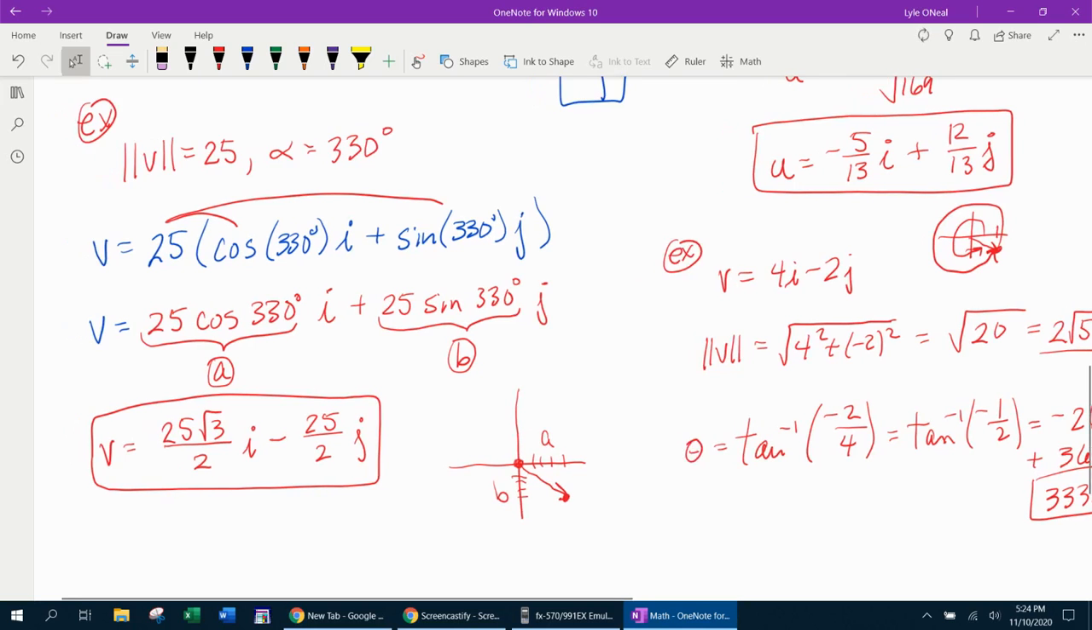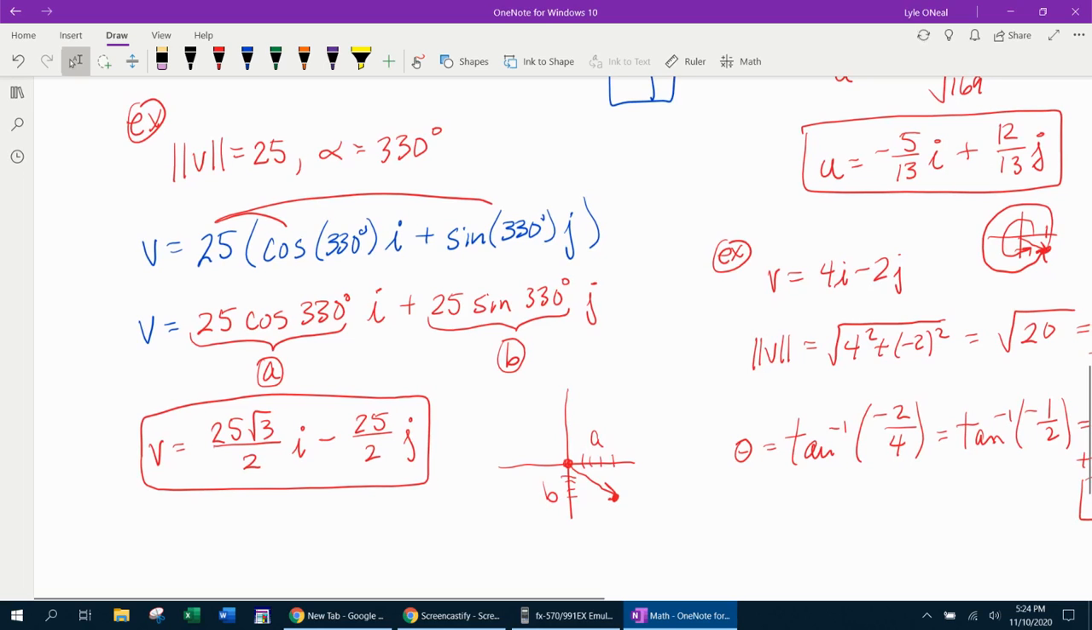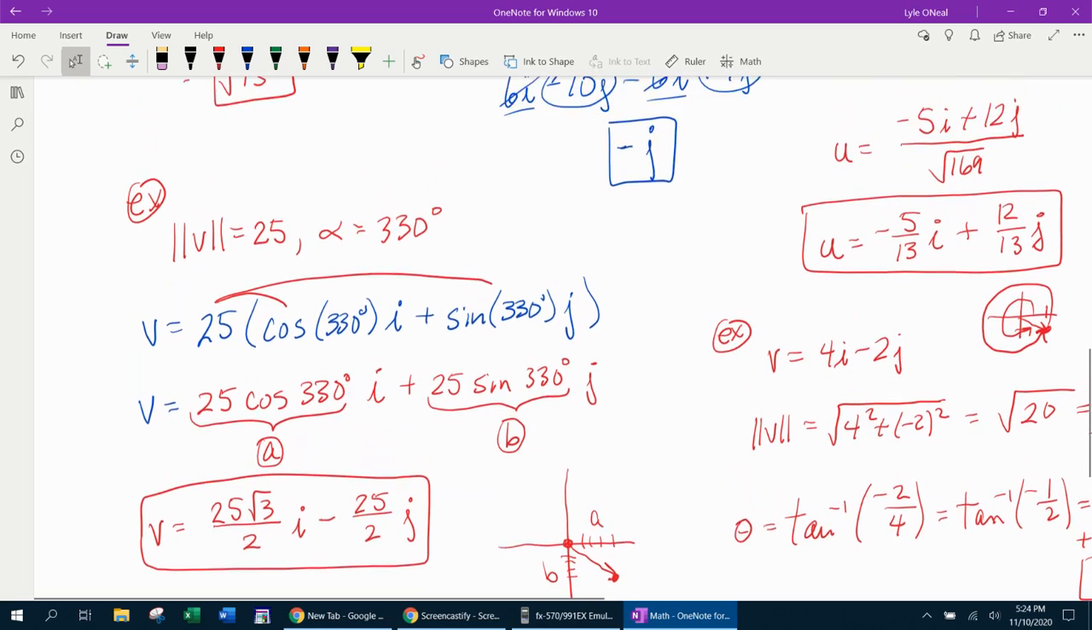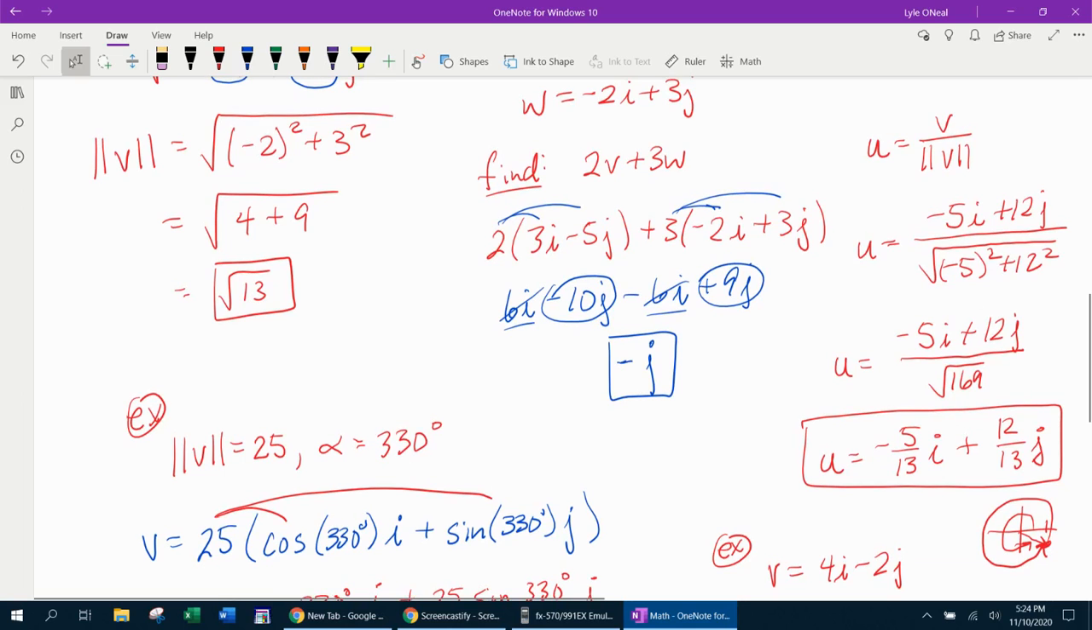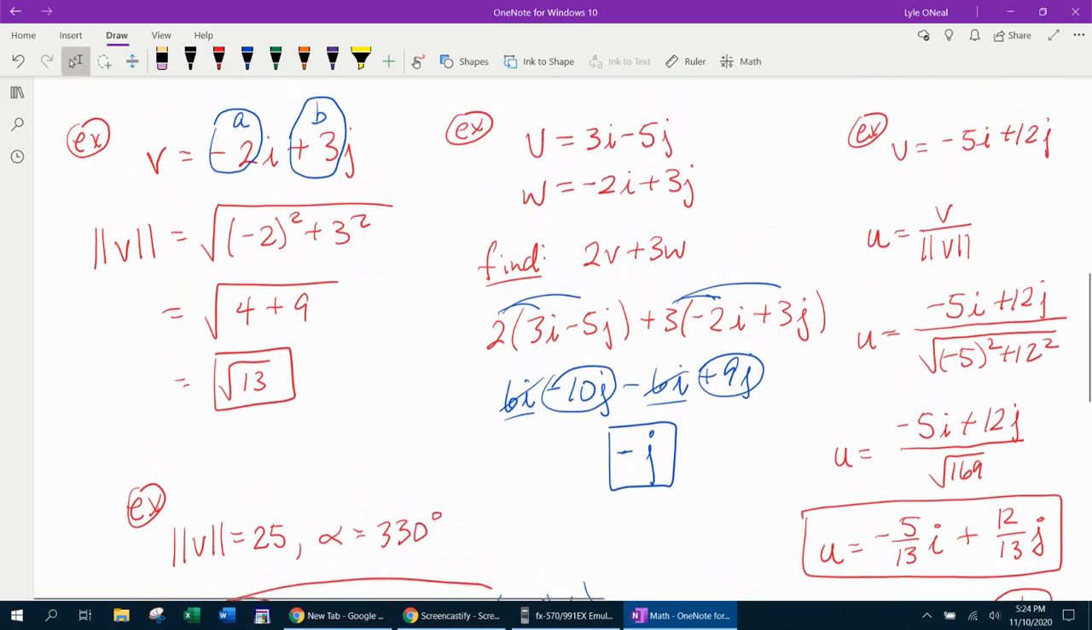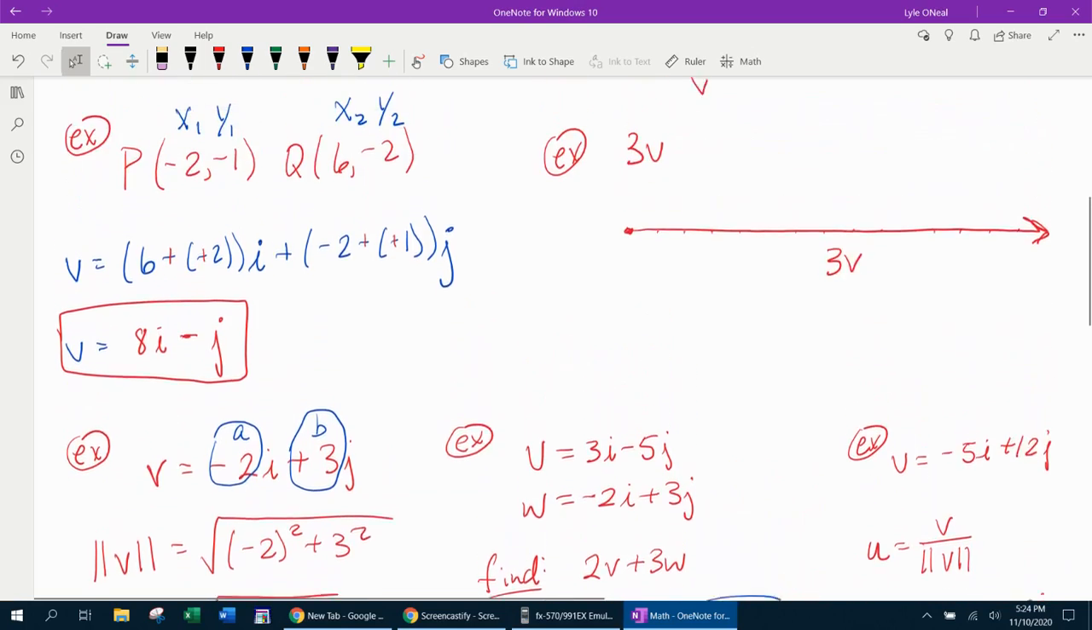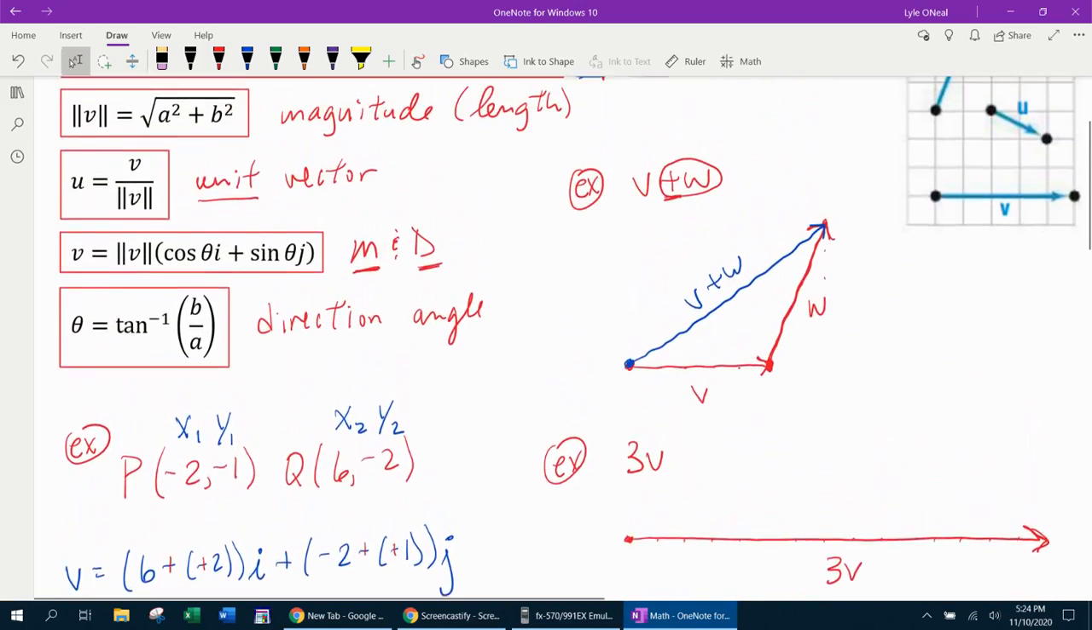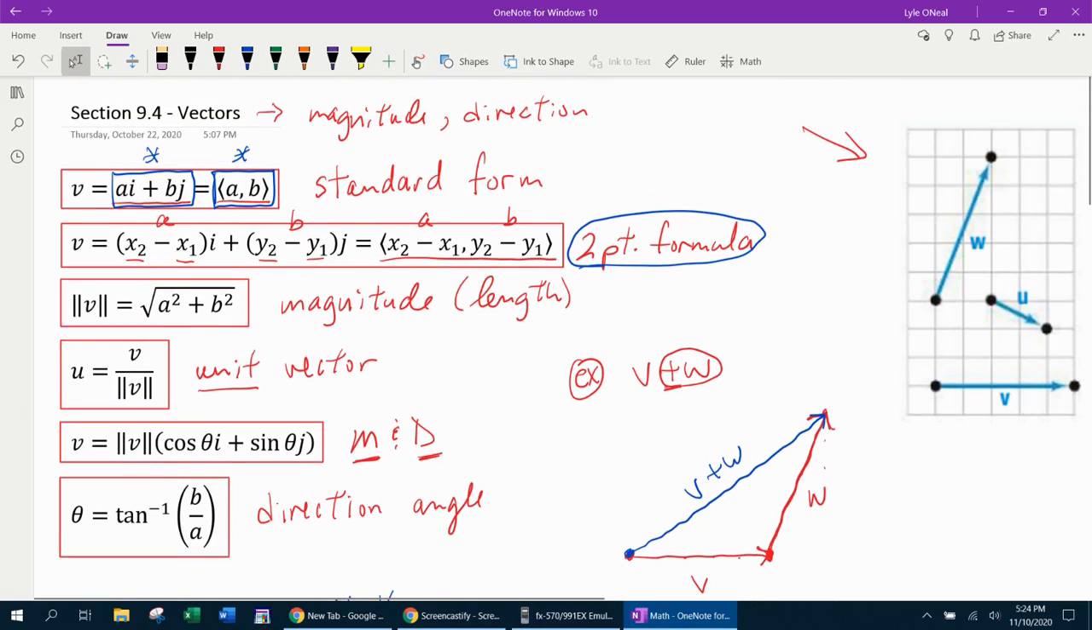I believe that is all of the examples that I had set to cover in this section. Anything that you're going to need to know how to do on your homework or in this section, I think I covered an example of that.